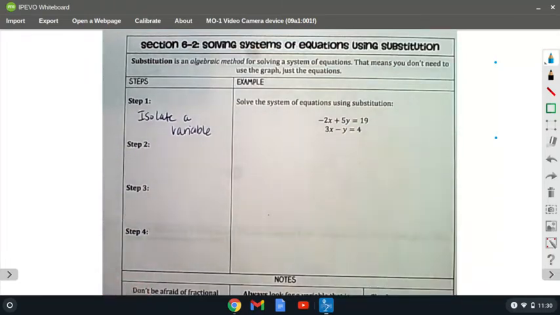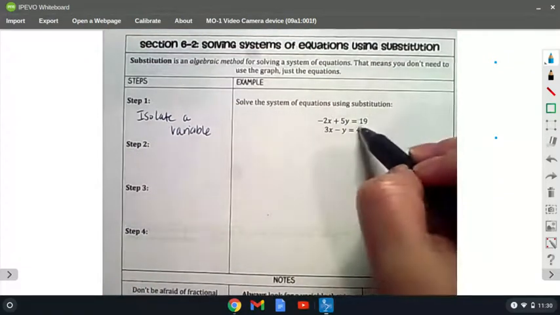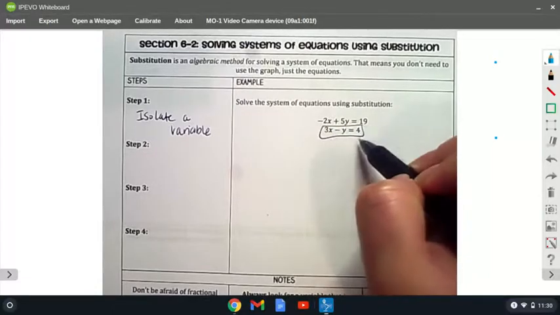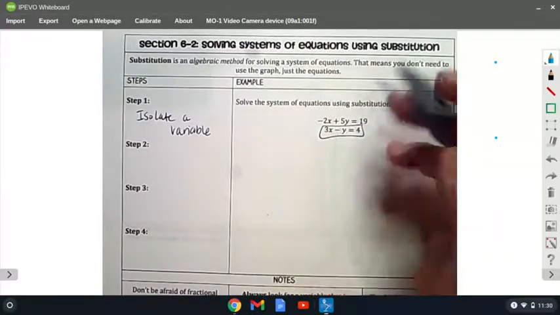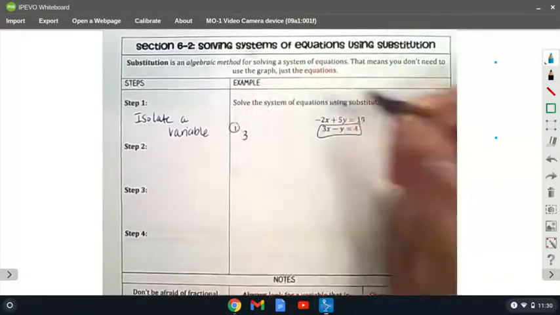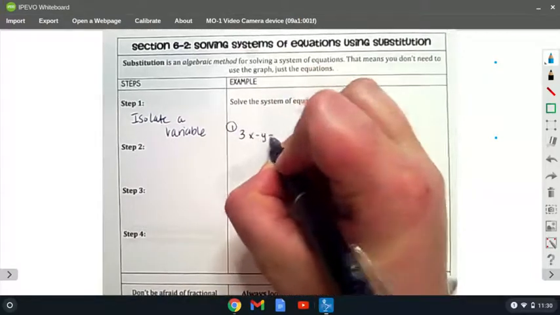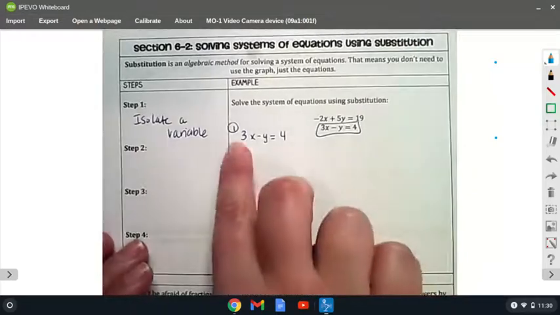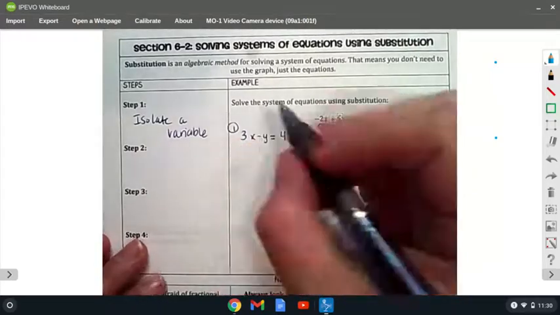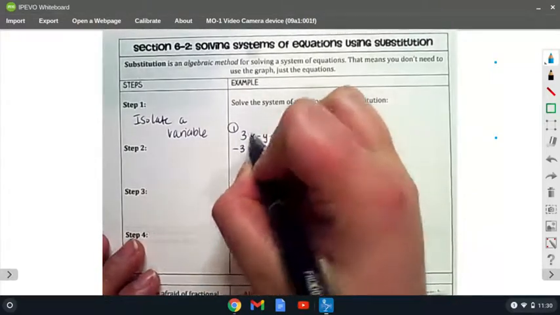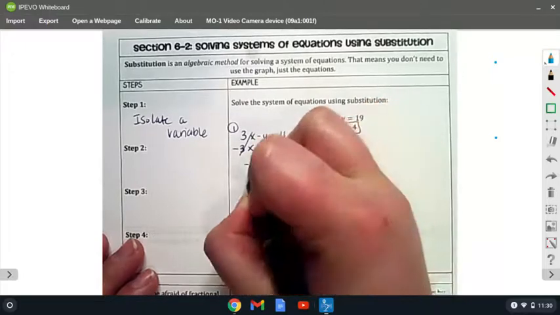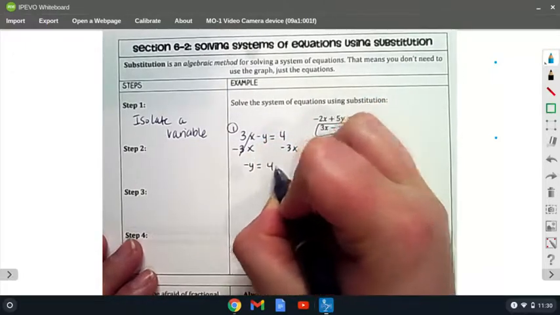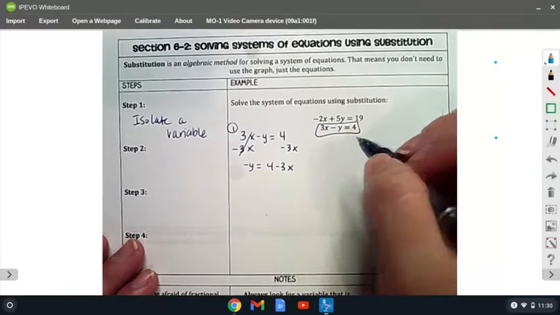You always want to look at what's the simplest one to isolate. I'm probably going to take this equation, and I want to get this y by itself. So I'm doing step 1 here. So 3x minus y equals 4. I want to get y by itself, so I'm going to move this 3x over to the other side by subtracting it.